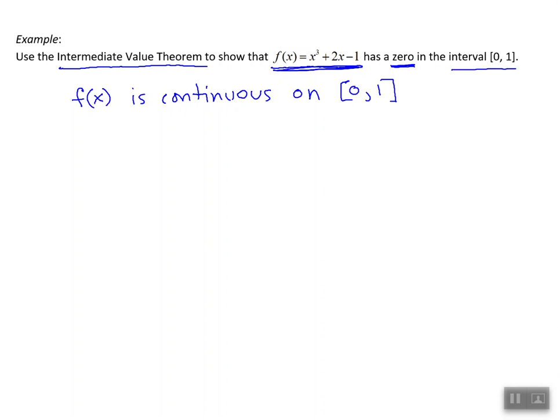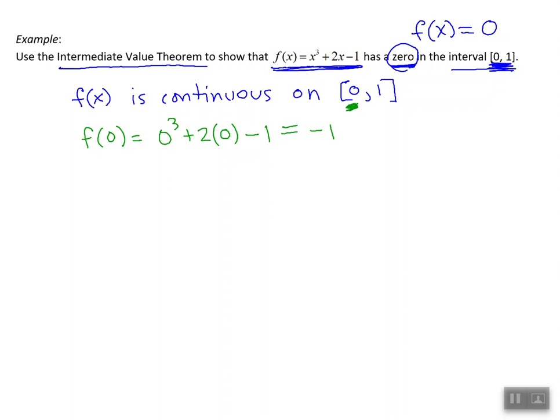Now we want to prove that there is a 0 in the interval. That means we're proving that f of x equals 0 somewhere between 0 and 1. Well, let's take a look at what happens at each of these endpoints. At 0, what's the function value? f of 0 equals 0 cubed plus 2 times 0 minus 1. That makes -1. How about at the other endpoint, 1? f of 1 equals 1 cubed plus 2 times 1 minus 1, and that value is 2.